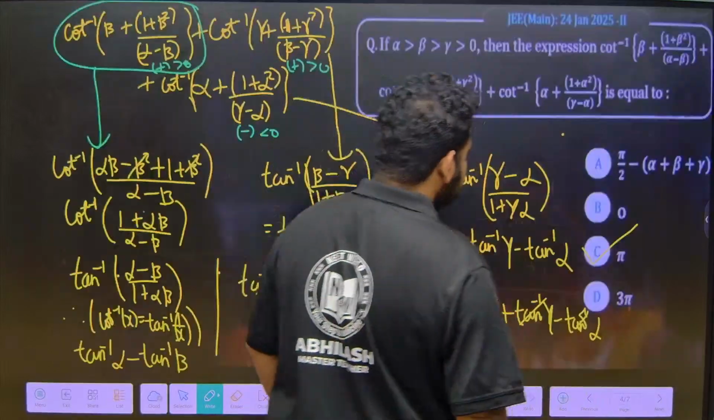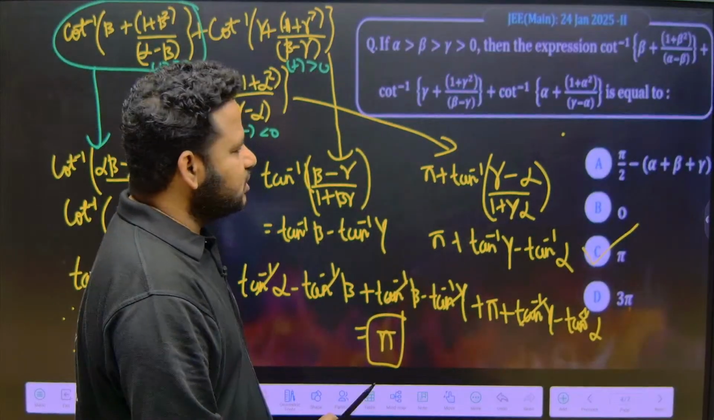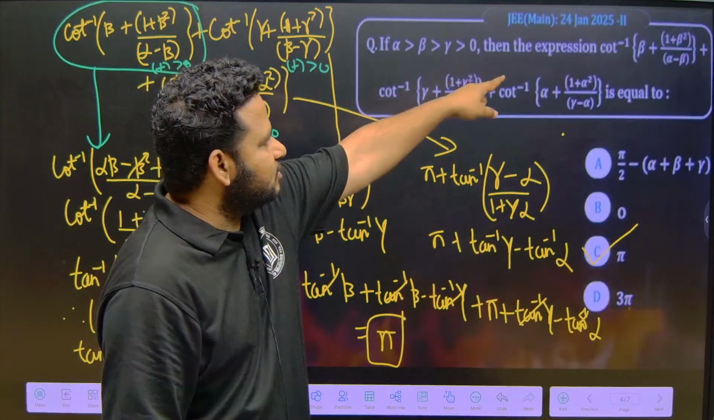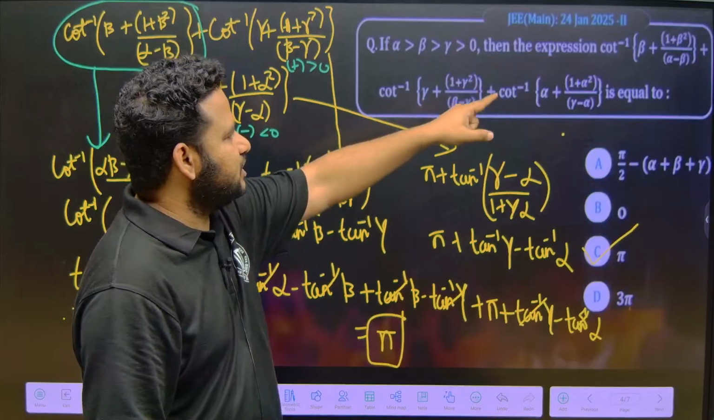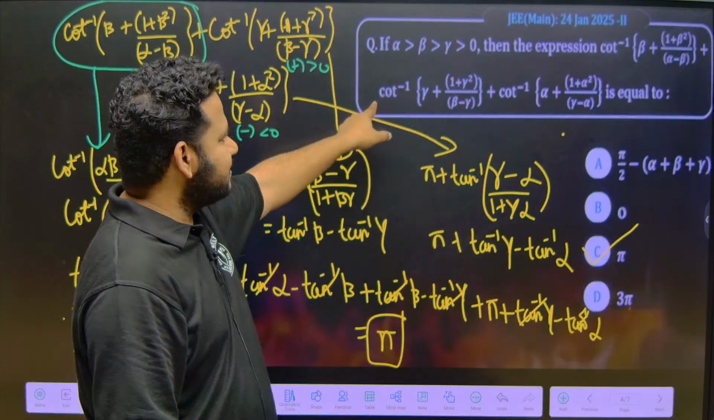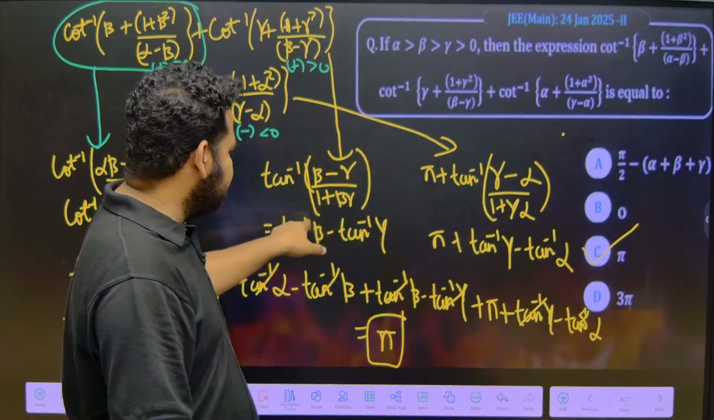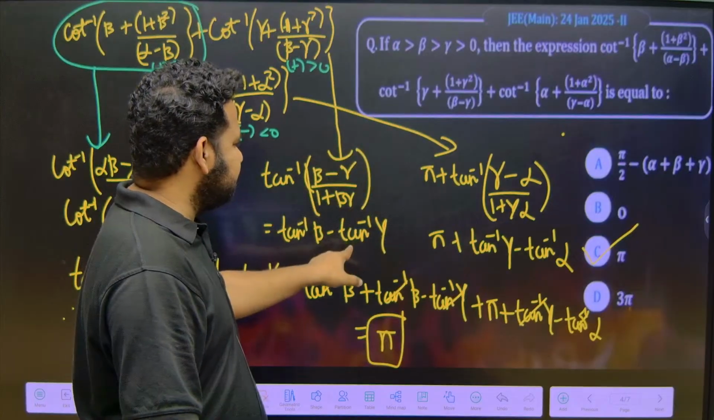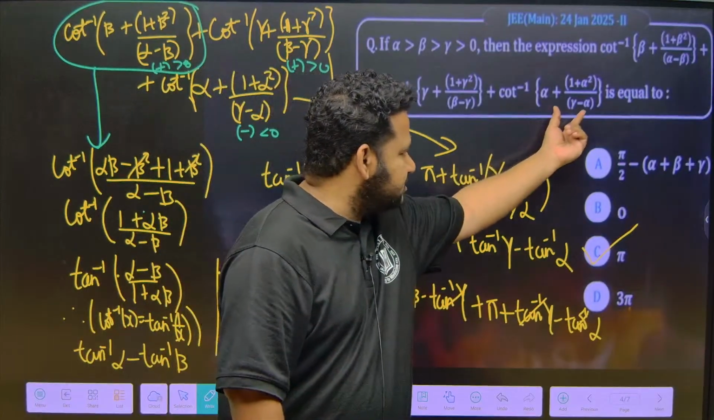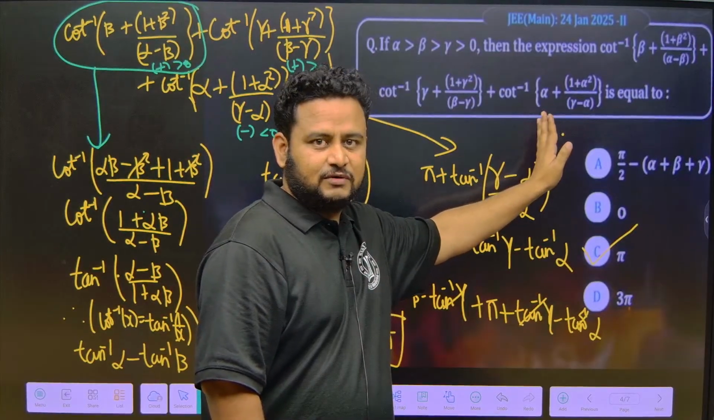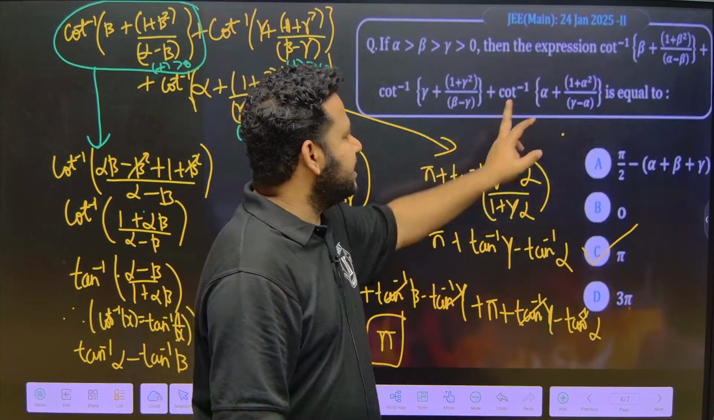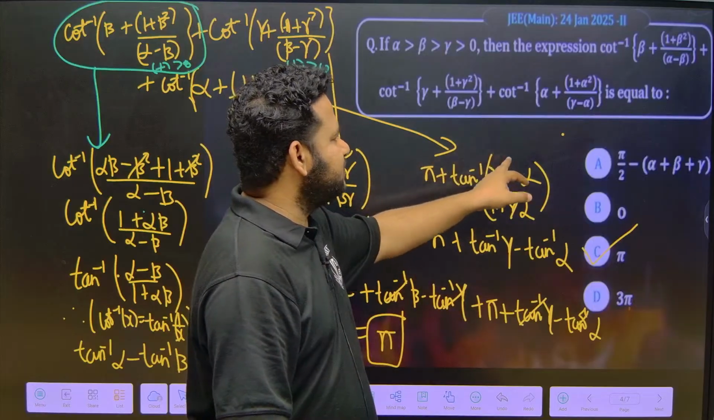Next thing. This is based on inverse trigonometry. On simplifying, cot inverse of x, I will get as tan inverse of alpha minus tan inverse of beta. Similarly, I will get tan inverse of beta minus tan inverse of gamma. But here in the denominator, this is a negative value, gamma minus alpha will be less than 1. So I should put pi plus tan inverse of gamma minus tan inverse of alpha.